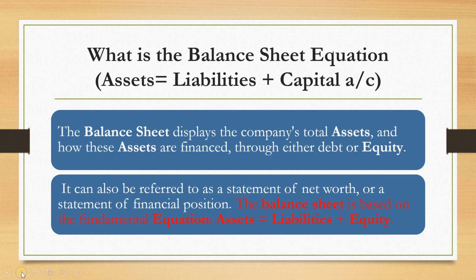Okay friends, and what do you have on your asset side? The asset side consists of two parts. One is fixed asset and another is current asset.